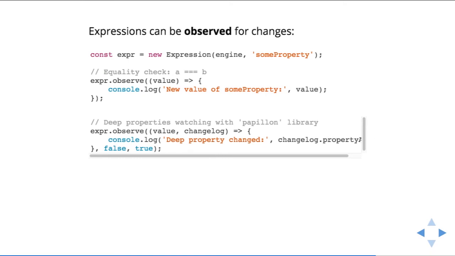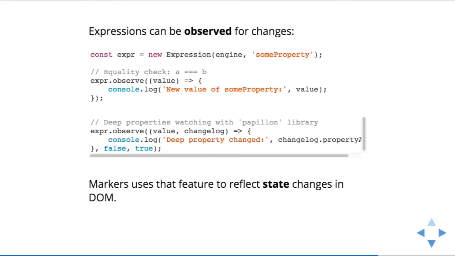But also, for working with objects and arrays, I created another special library before I started to work on Linked HTML. It's the Papillon library. I encourage you to see it on GitHub. This library creates frozen states of the objects and then goes deeply inside the object, so when anything happens to a deep property of the object, we will know about that. And yes, markers use that feature to reflect state changes in the DOM.